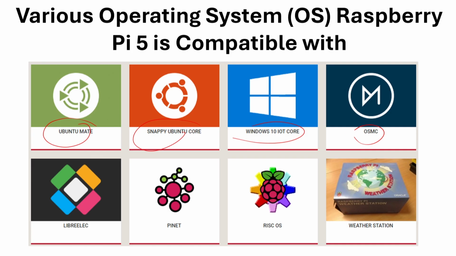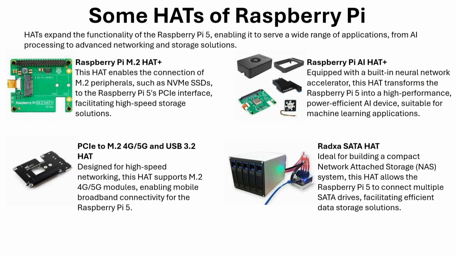Now, some HATs expand the functionality of the Raspberry Pi 5, like the Raspberry Pi M.2 HAT Plus. This enables the connection of more peripherals like NVMe SSDs and PCIe interfaces for high speed storage solutions. Sometimes storage becomes a problem. Then there are other HATs like the AI HAT Plus, which has a built-in neural network accelerator, so that it becomes a power efficient AI device that you can use for neural training, suitable for machine learning applications.